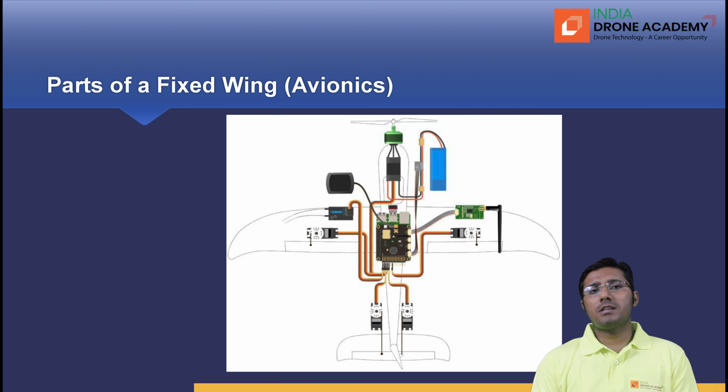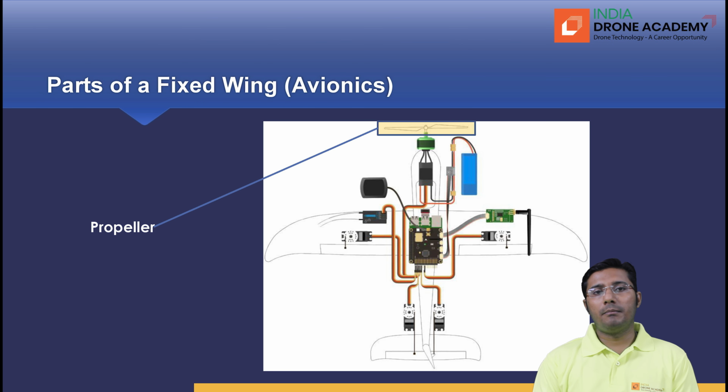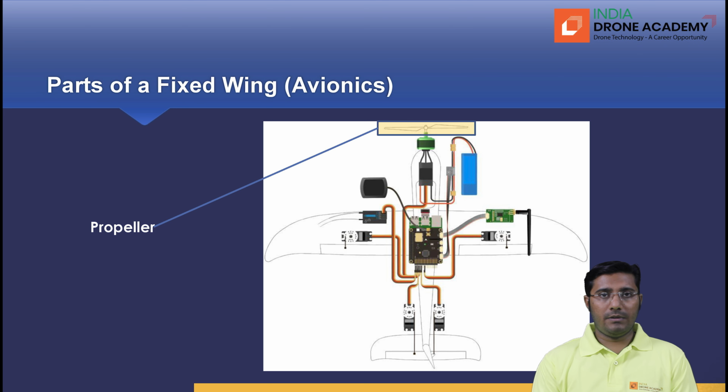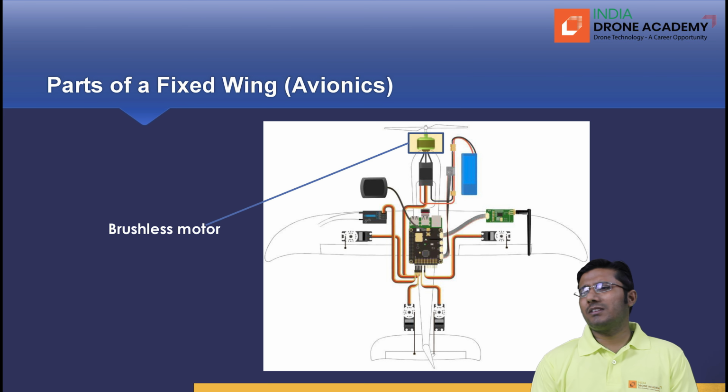Now we shall discuss the parts of a fixed wing, but now in terms of avionics, okay, which are used to make a fixed wing drone. Okay, so we can see there is a propeller which is mounted on the shaft of a motor. Okay, and this motor is a BLDC motor. So a brushless DC motor is used in the construction of fixed wing drones, and a BLDC motor has several advantages.